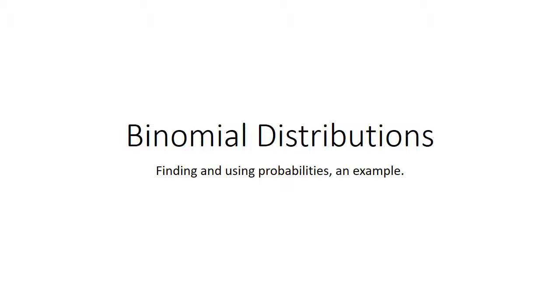Now remember that a binomial distribution is a discrete probability distribution. That means that our outcomes can only take on specific values. Our outcome in a binomial distribution, a binomial experiment, is the number of successes.